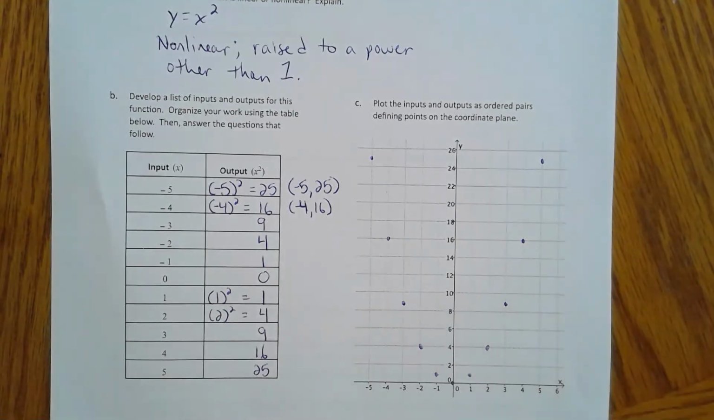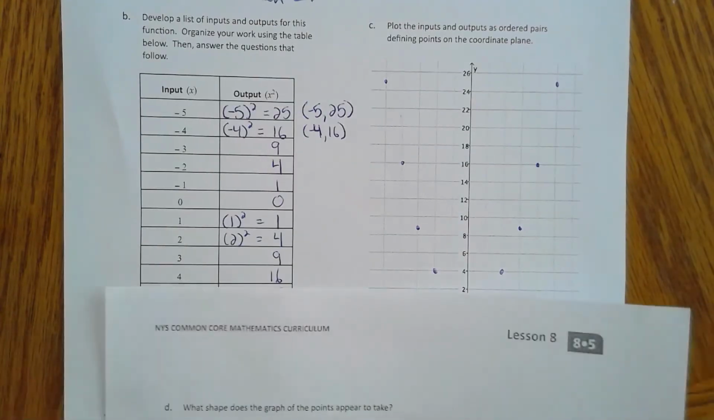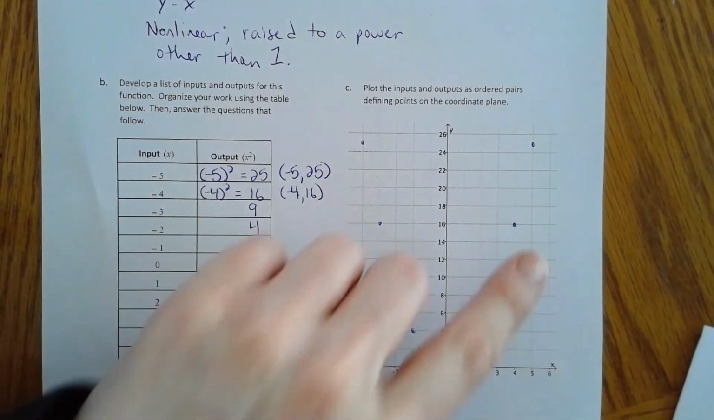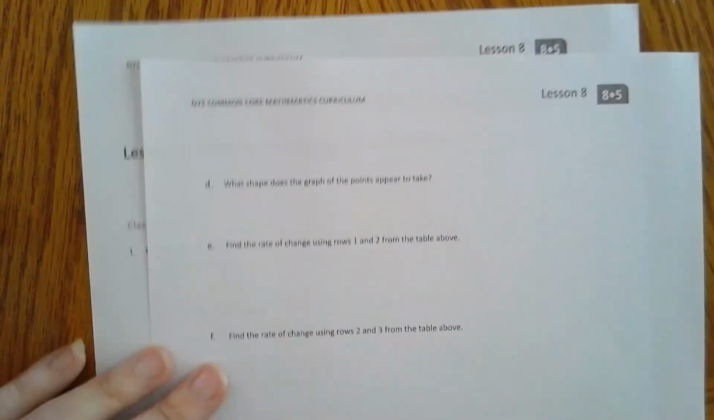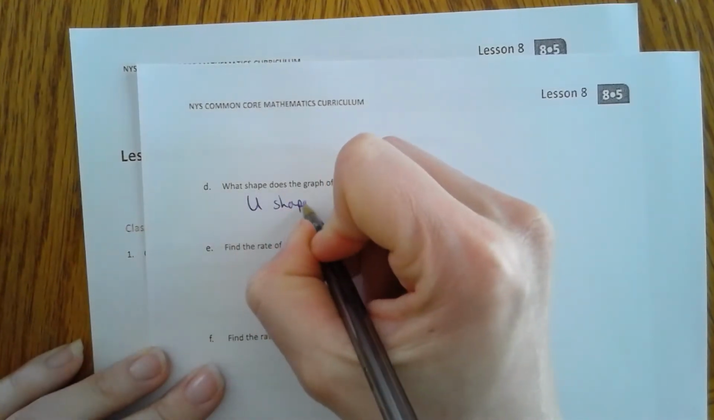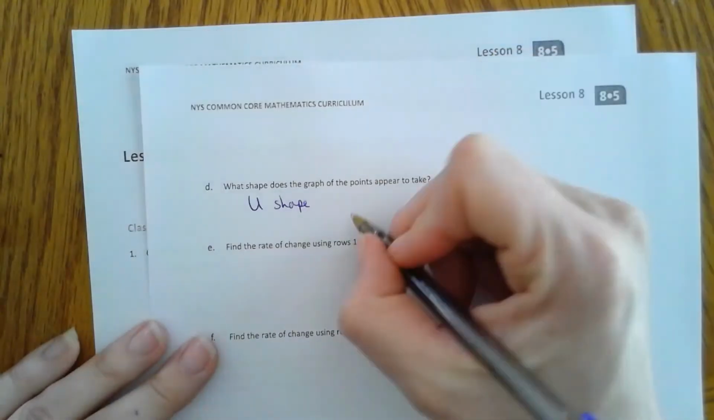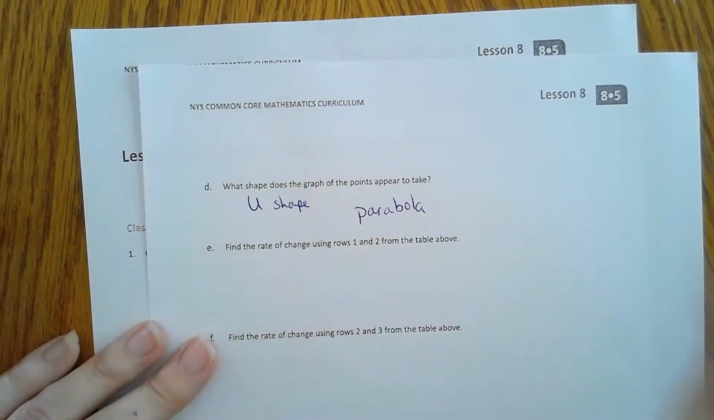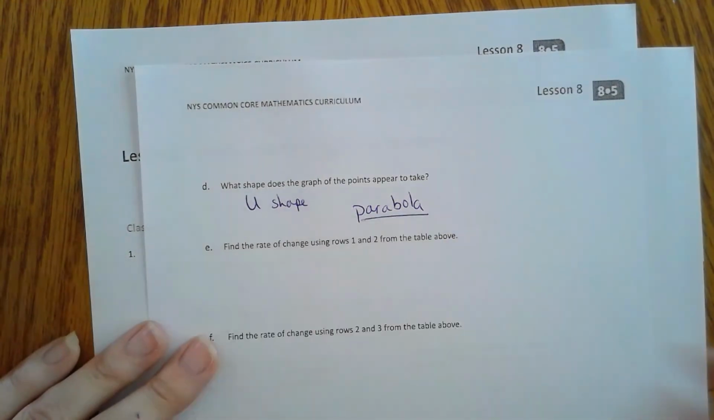Okay, so now we get this shape right here, which is not a straight line, which hopefully doesn't surprise us. So on the next page of notes, it asks us, what shape does the graph appear to take? Well, if we look at this, we see it's like a U shape, which we have learned is what we call a parabola. Okay, that U shape is a parabola.